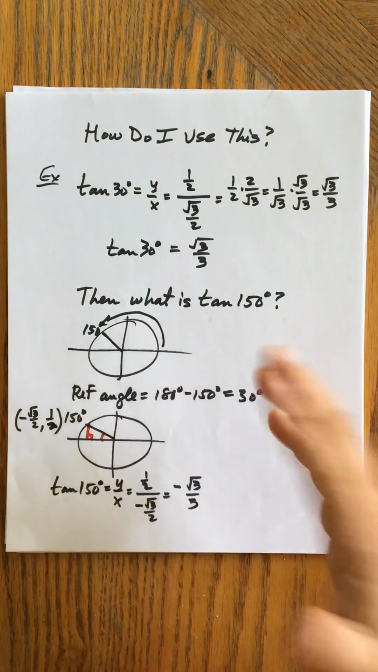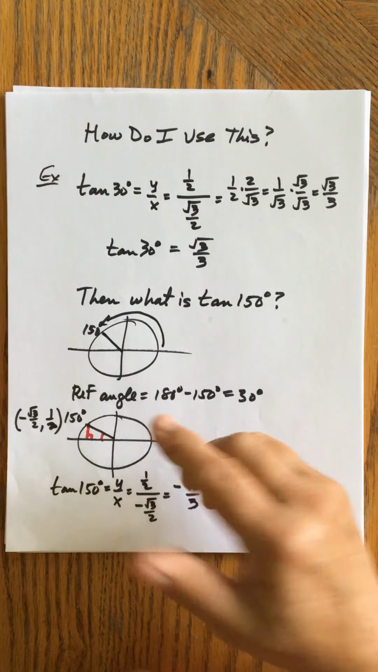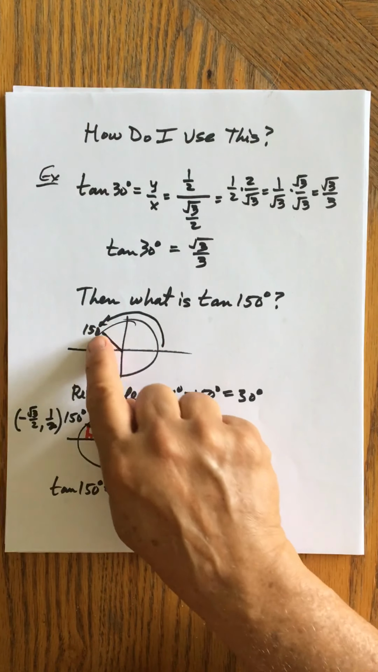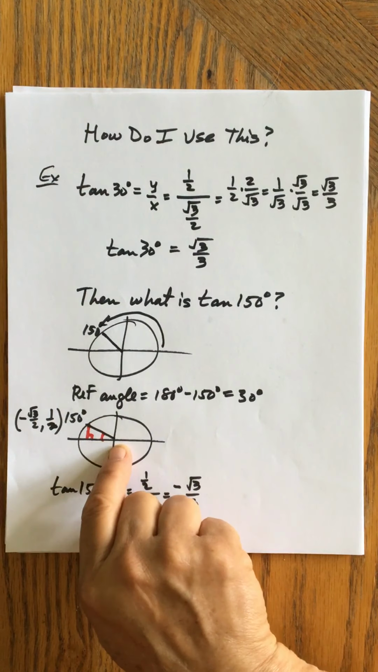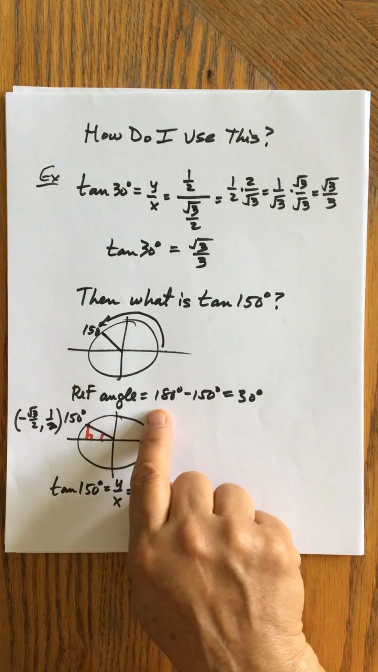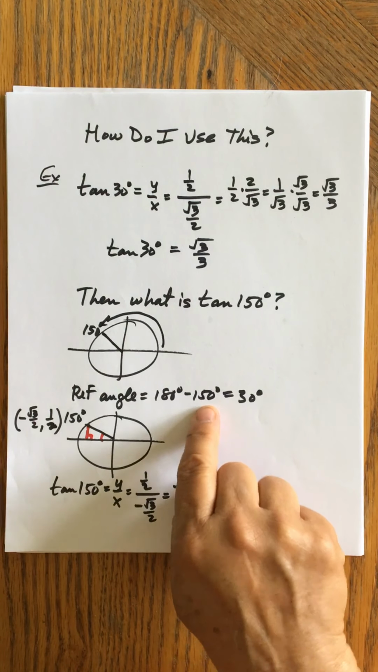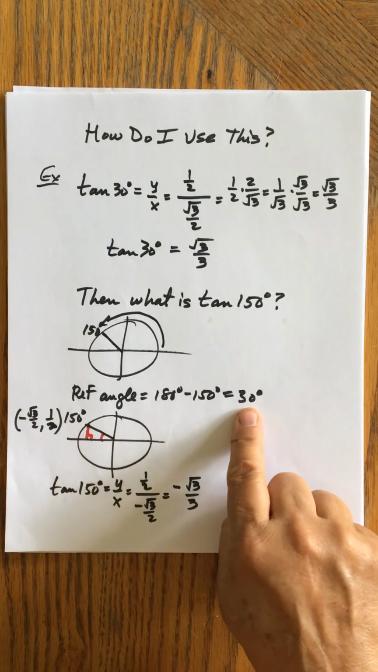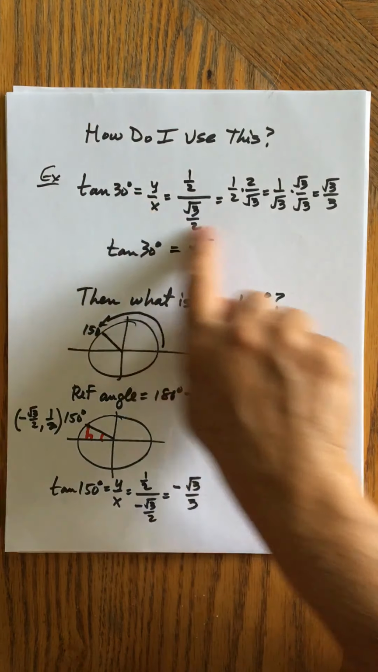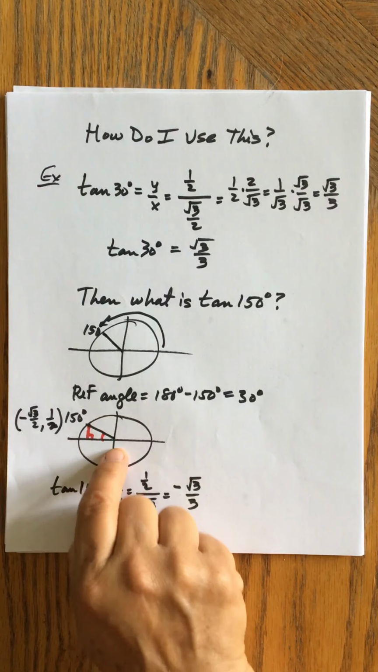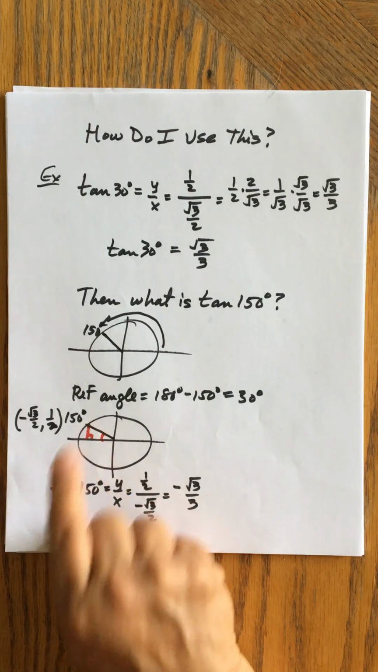So then if you're asked, well, what is tangent 150? You would find the reference triangle and angle for that. So you'd rotate 150, drop the perpendicular to the x-axis, find the difference between the value of the x-axis and your terminal side, the reference of the angle you're given. That difference is 30 degrees. So you know you're using the same information. You know the lengths of the sides. This would be negative square root 3 over 2 and positive a half.